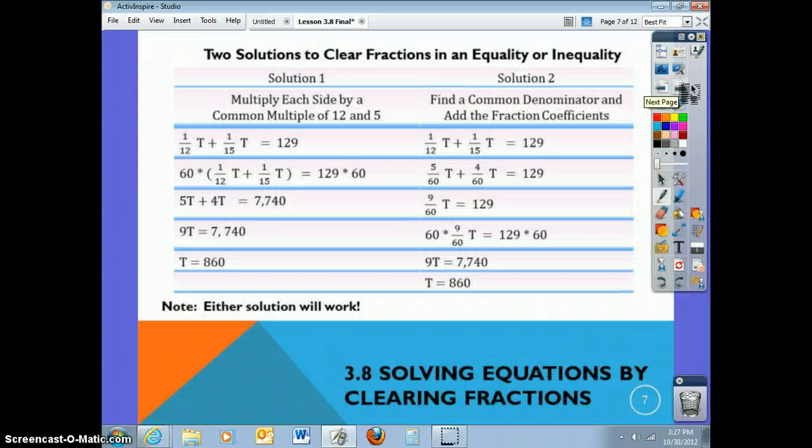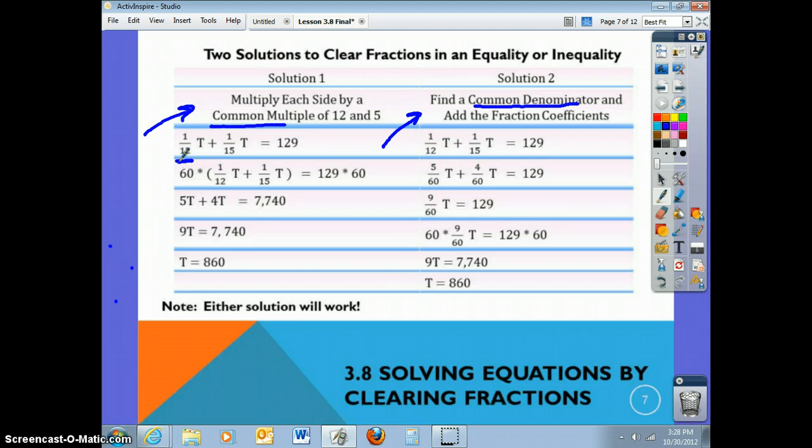There's a couple of things I want to point out. That's just one way of solving a problem which has fractions in it. Instead of using a multiplier, you could use a common denominator, and both solutions will work. It's just nice to have more than one way to solve a problem. Sometimes it's easier to use a common multiplier, and sometimes it's easier to use a common denominator. Either is a valid way to solve a problem. So first let's do the common multiplier.